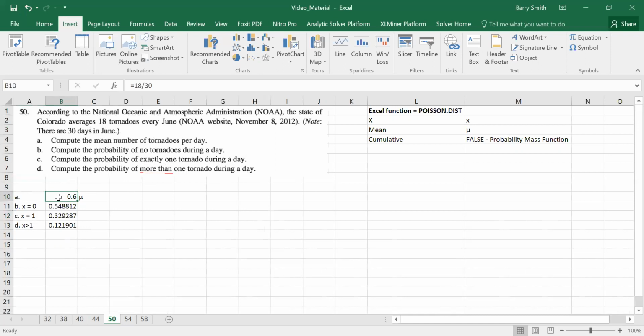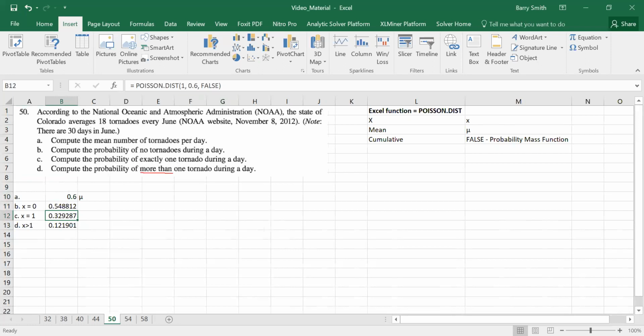Now the next one, compute the probability of no tornadoes. So here in this case, x is going to be 0. So we plug in 0 into our Poisson. We have our expected value of 0.6 we found in part A. And again, false, and we get 0.5488. And that's basically our f of 0. Now what is it for exactly 1? Well, then we want the f of 1.